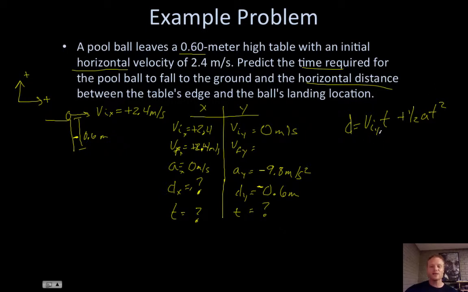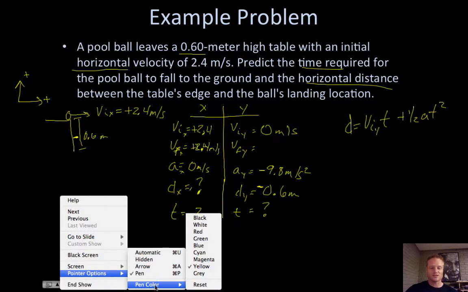You'll notice I labeled this as v i sub y. And why did I do that? Well, it's because I'm talking about the initial velocity in the y direction, okay? Not the x direction, in the y direction. And the reason why I'm picking this one is because I know all these variables except t, and t is something I want to figure out. Okay, so let's plug in some numbers.